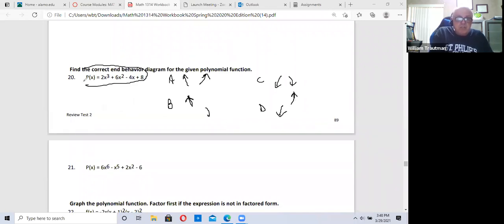Find the correct end behavior. In the chat box, type in what your answer is, A, B, C, or D. Questions similar to this are on the test. You should know this. These are all things we've gone over. You have to have organized notes if you don't know this. This test is coming up quicker than we think.